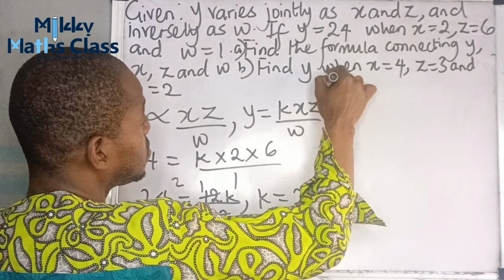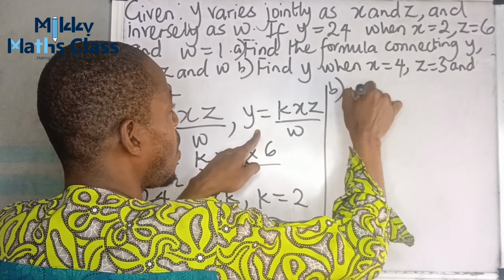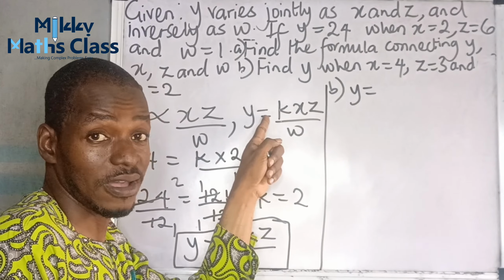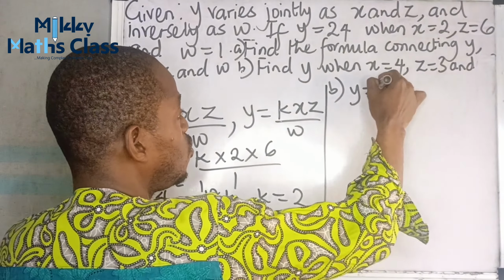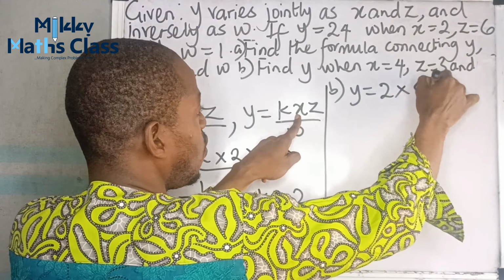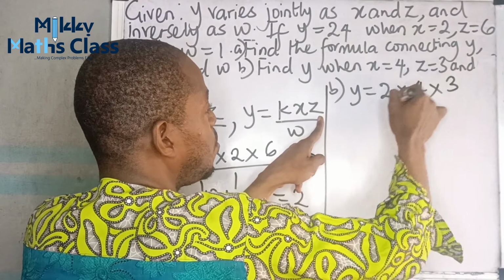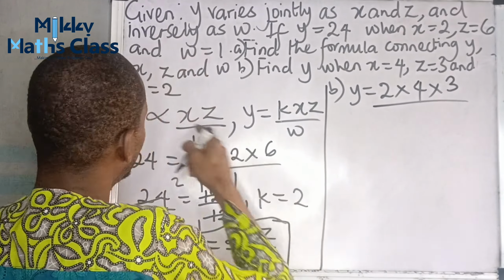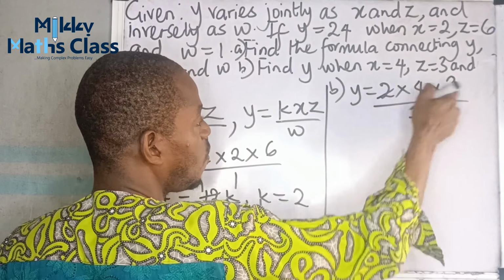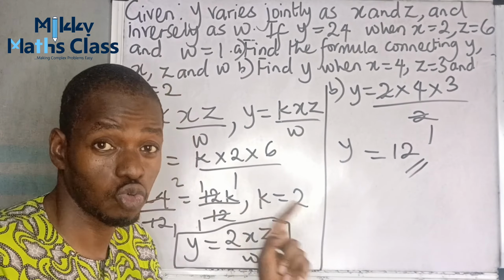Now the b part says we should find the value of y. So this is the formula, y equals, when x is 4, remember we just found our k is 2, so we put 2 times our x is 4, we put 4 where we have x, and our z is 3, we put 3 there, over, what's our w? 2. So 2 we cancel 2, 4 times 3, our y is 12.